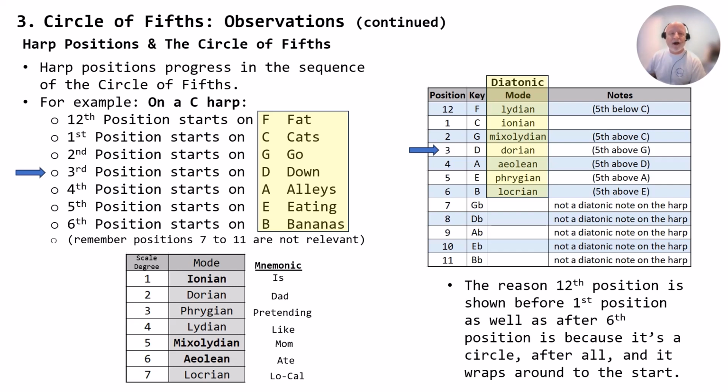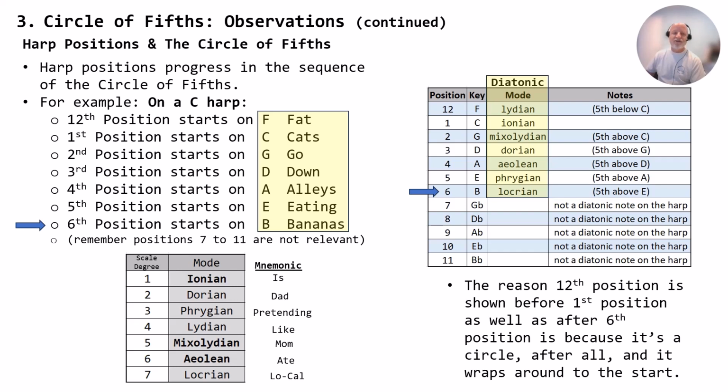So they're kind of hopping around, and I'm going to show you that it's a pattern. Fourth position starts on A. That's Aeolian. It's fat cats go down alleys, right? And then fifth position starts on E. That's Phrygian mode. And the sixth position starts on B, Locrian mode. Every single harmonica, those positions correspond to those modes. They don't correspond to the same notes, though, because you're not always going to be on a C harp, right? C harp is just the simplest case because there's no sharps or flats diatonically on the harmonica.